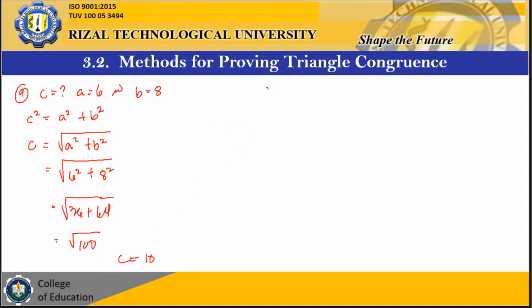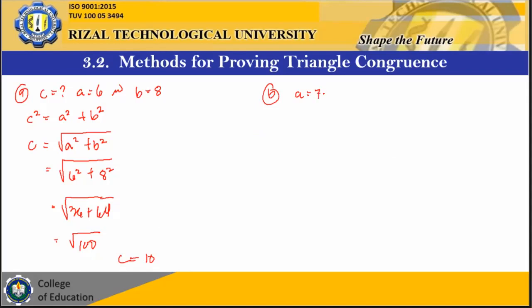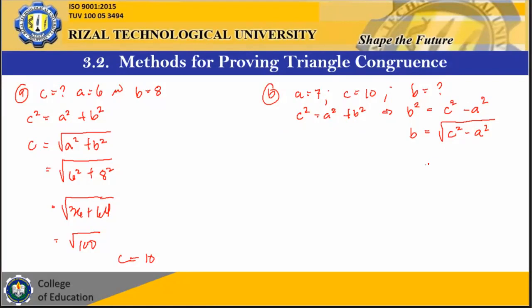Okay? For letter B, yakang-yaka na to. A is equal to 7 and C is equal to 10. What is unknown is B. So using our formula, C squared is equal to A squared plus B squared. Sabihin sa mga estudyante nyo, we'll derive a formula so that we can find the value of B. The law of transposition suggests that B squared is equal to C squared minus A squared. Diba? And then, extracting the square roots of both sides of the equation, B is equal to the square root of C squared minus A squared. By substitution, 10 squared minus 7 squared, so we have 100 minus 49, which is 51.